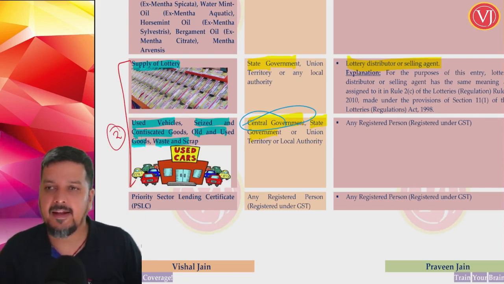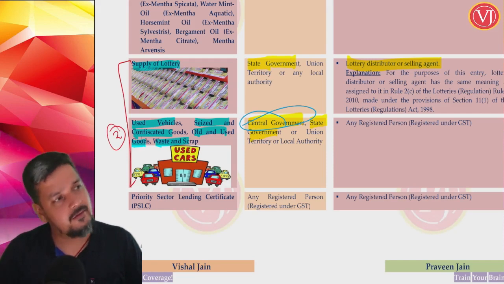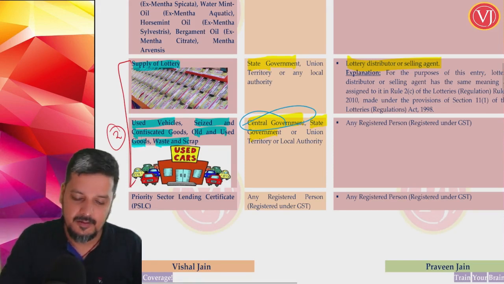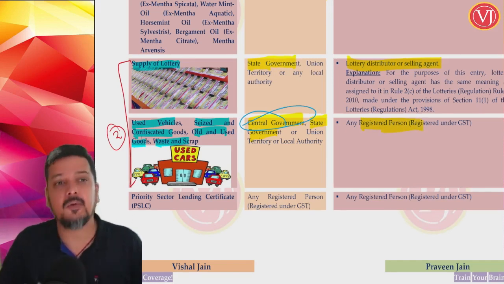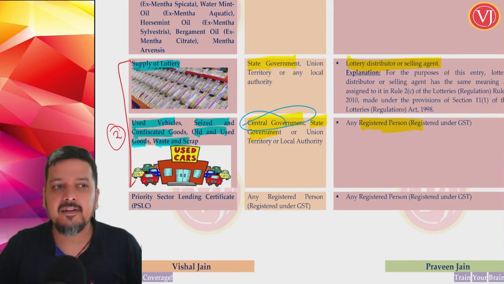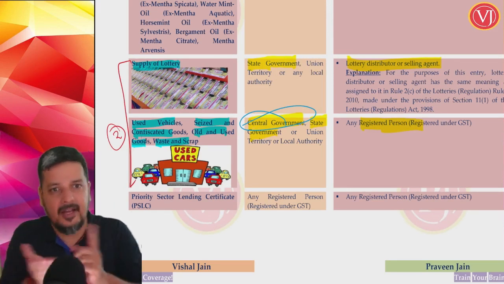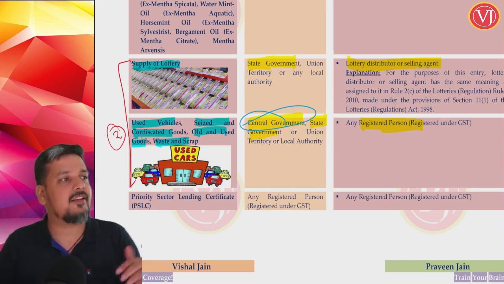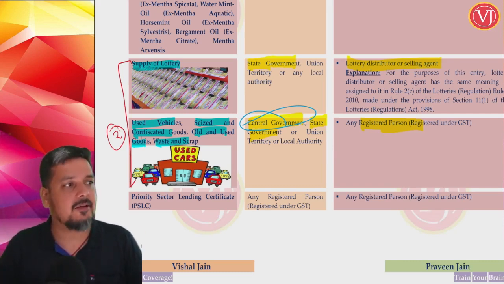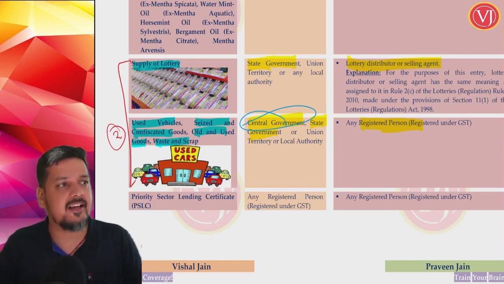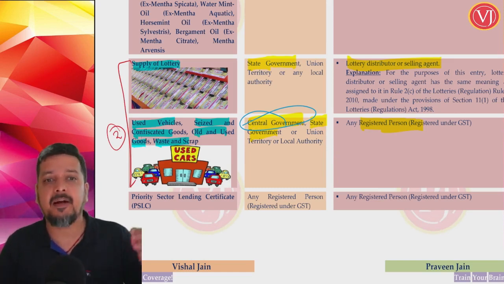What about the second category? Used vehicles, seized and confiscated goods, old and used goods, and waste and scrap. Who is the supplier? Same, government. Who is the recipient? Registered person. If government is giving to a registered person, then it is RCM. If government is selling these items to an unregistered person, if normal people purchase these items, then it is FCM. If it is not RCM, by default it is FCM.